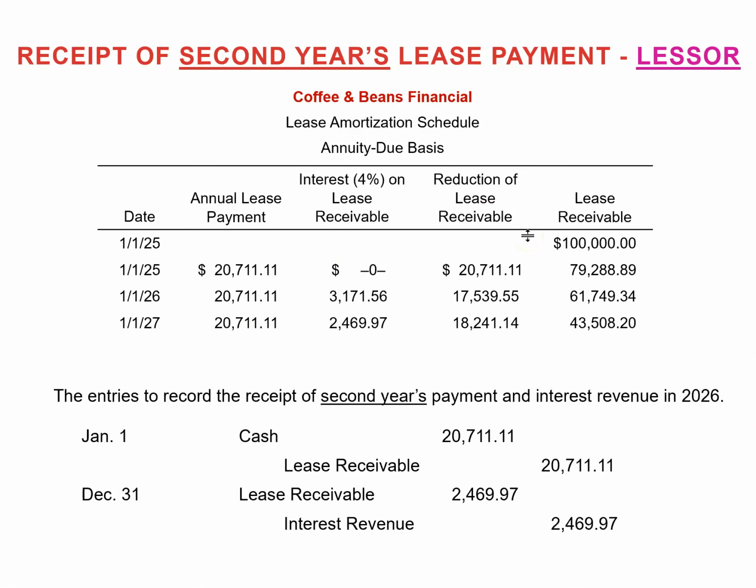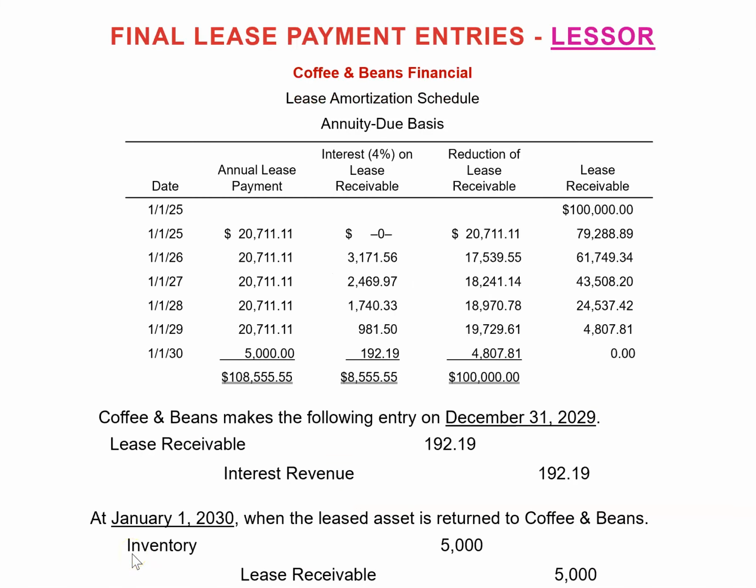This is the same, just I took a part of that amortization schedule to show the second year's payment and interest revenue. Same, January 1st, this is 2026, they will receive cash. They will receive cash debit 20,711.11, and lease receivables is also reducing, and they will again calculate this amount 4% interest, and they will credit it as interest receivable, and this is also shown as part of the lease receivables.